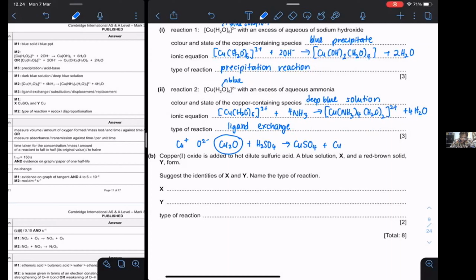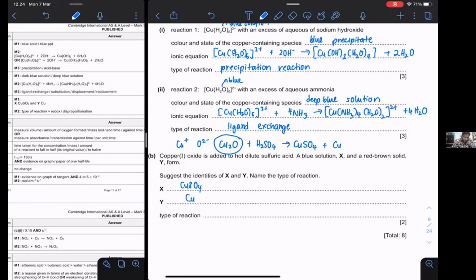So if you balance this, let's look at the balancing part. SO4 is balanced. Okay, oxygen, it's going to be CuO, but they didn't ask you to write down the equation. I think it's okay already. So no need to worry about balancing the equation. So identify the blue solution. It's going to be copper 2 sulfate, CuSO4. And then for Y, which is a red brown solid, it's going to be copper.